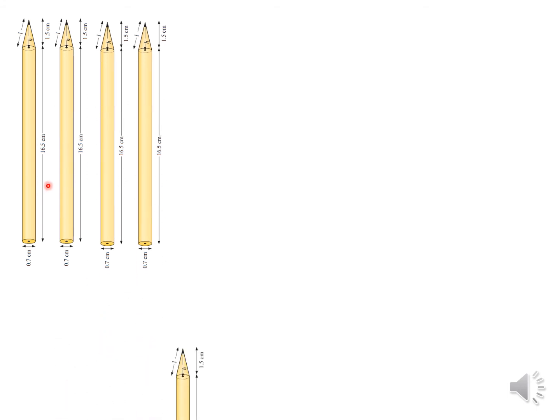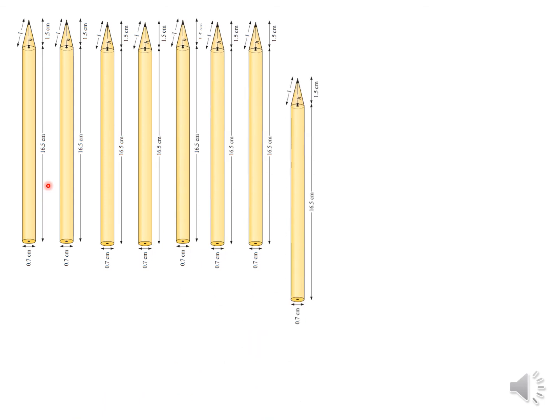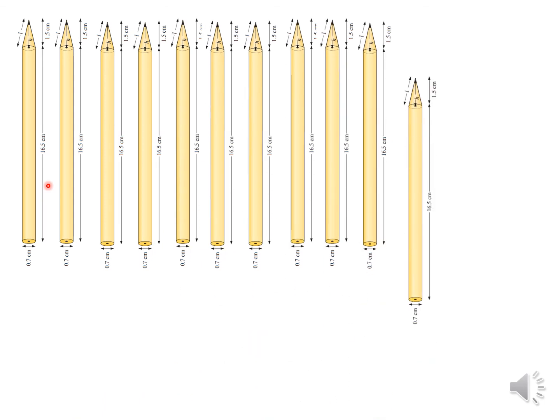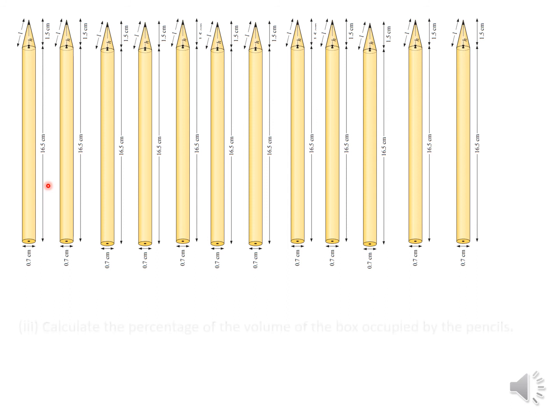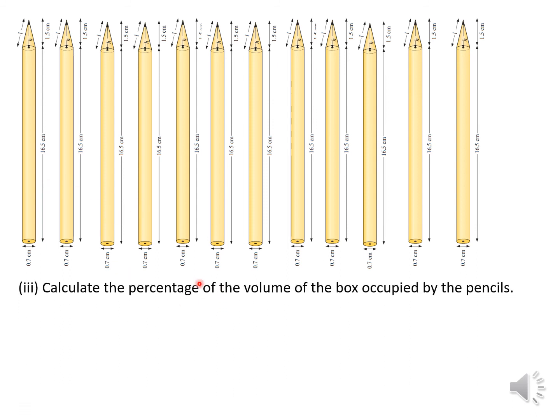Now, what I like to do here is bring all 12 pencils back. Remember, the volume of one pencil was about 6.54. So 1, 2, 3, 4, 5, 6, 7, 8, 9, 10, 11, 12 of these pencils. Now they ask us, because I brought them back for a reason, I'm going to do this question in stages. We're supposed to find the percentage of the volume of the box not occupied by the pencils.